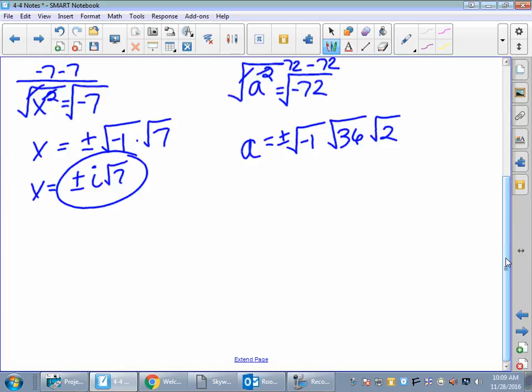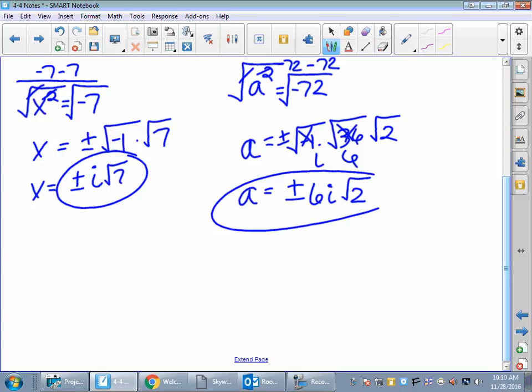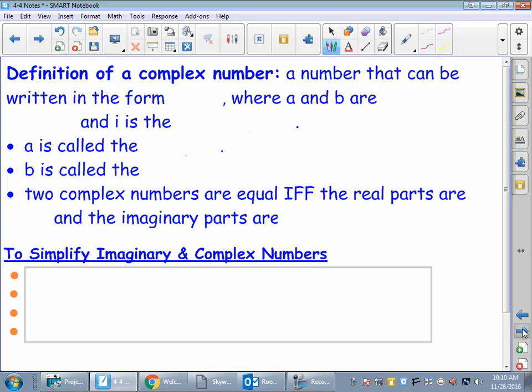Take a perfect and a non-perfect. A is equal to positive and negative. This is going to become an i. This is going to become a 6, and that's going to stay root 2. So plus or minus 6i root 2. That's your solutions. There's two solutions there. That's another part to solve for an unknown variable. So we simplified powers of i, we solved, and then here are some wonderful terms on complex numbers.